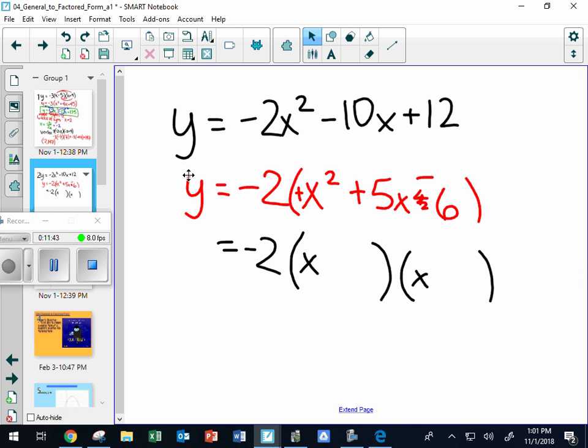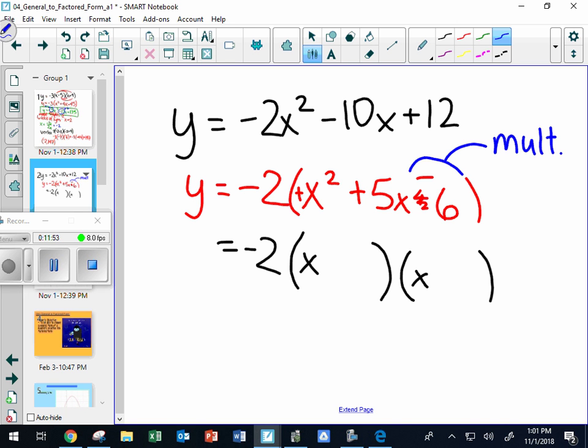For this negative 6 here, do we have to multiply or add to get that 6? We need to multiply. So this right here, we need to multiply to get this. And this right here, we need to add to get this. All right? So if we multiply 2 times 3, can we also add 2 plus 3 to get 5?